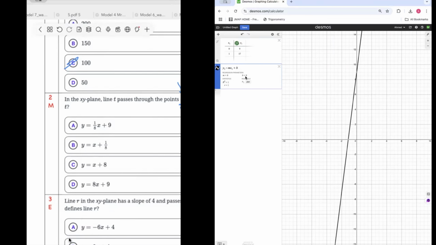So we have y equals mx plus 9, so the answer is 8x plus 9, so the answer is D. Let's move to another question.